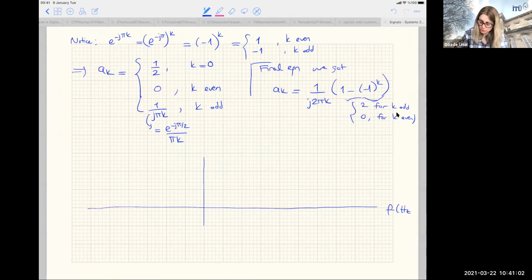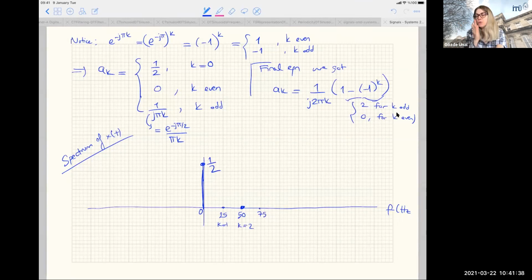So, okay, let's say the spectrum representation of x of t is here. For instance, here, guys, it's 1/2 for A0. I have k equals 1, which is 25 hertz actually. And then 50 is k equals 2. Actually, I already know it's 0 at the even harmonics. So it's multiples of the f0.